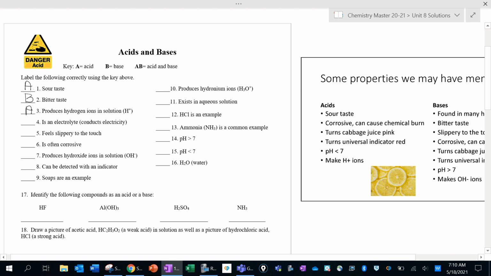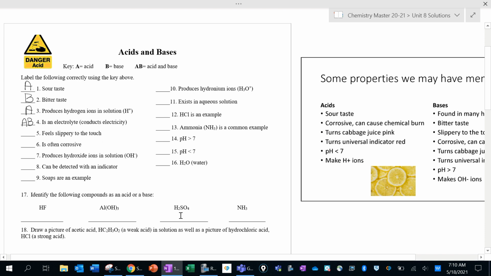Electrolyte, I don't know if this one got covered in there. But these substances are both electrolytes. They both conduct electricity. And the reason why they are electrolytes is because they form ions. So anything that forms ions will conduct electricity. And so acids make hydrogen ions, bases make hydroxide ions.